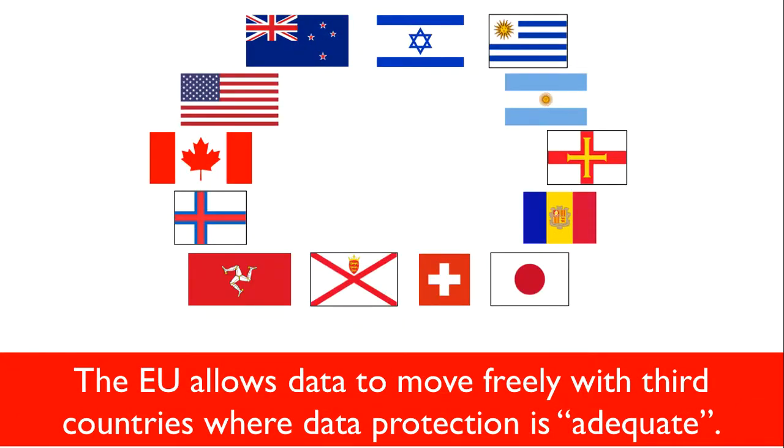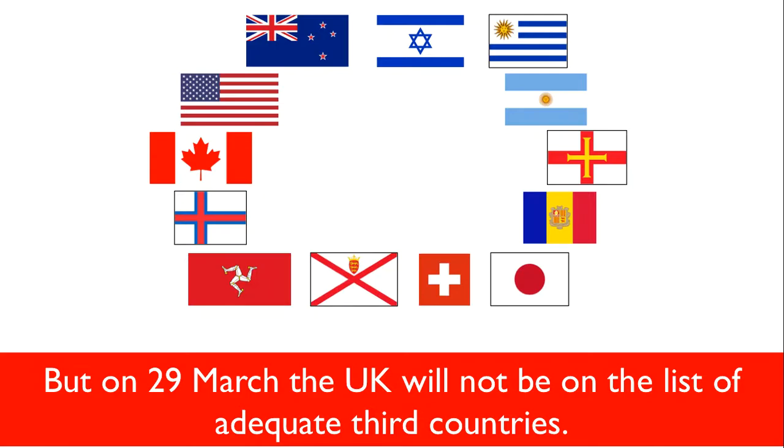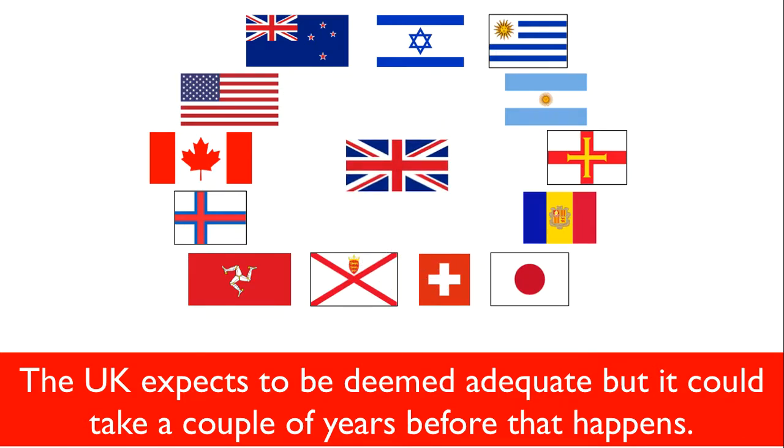The EU allows data to move freely with third countries where data protection is adequate. But on the 29th of March, the UK will not be on the list of adequate third countries. The UK expects to be deemed adequate, but it could take a couple of years before that happens.